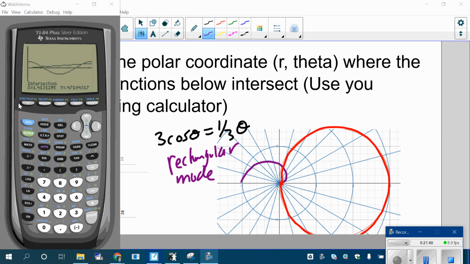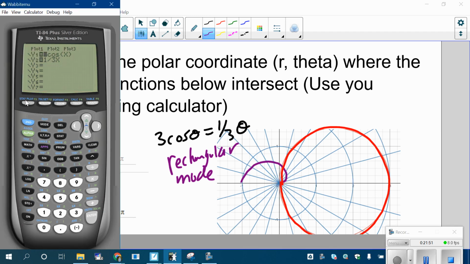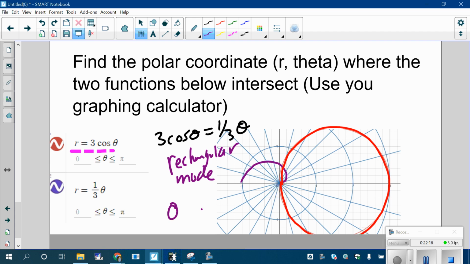Okay, I went to my calculator. I typed 3 cosine x in y1. I typed in 1/3 x in y2. I graphed them both. I figured out where they intersected. I did second calc intersect. Oops, it went away. I'll do it again. I did second calc intersect. Remember how this works? You just try to go close to the point of intersection and you just hit enter a few times. And it tells you the x where they intersect. In this problem, it's actually a theta. Theta equals 1.413. It's the theta where those two polar functions intersect.